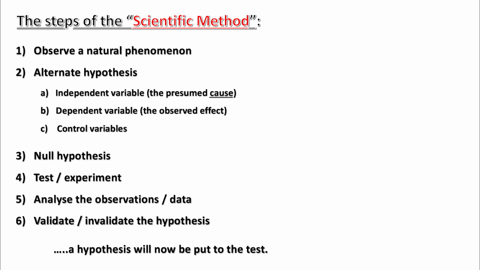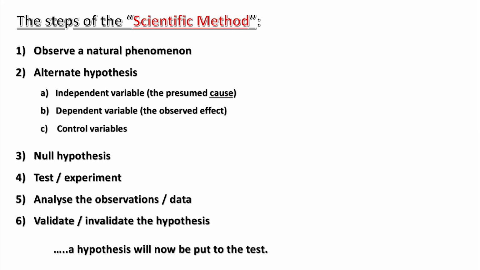1. Observe a natural phenomenon. 2. Alternate hypothesis. A. Independent variable, the presumed cause. B. Dependent variable, the observed effect. C. Control variables. 3. Null hypothesis. 4. Test and experiment. 5. Analyze the observations and data. 6. Validate or invalidate the hypothesis.